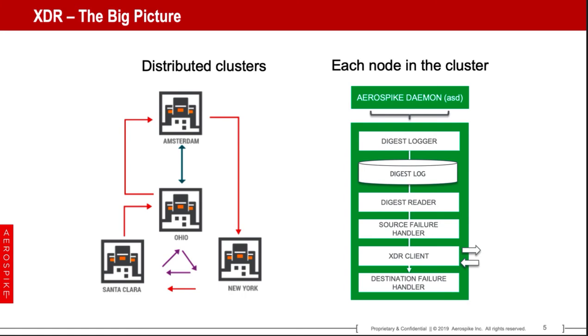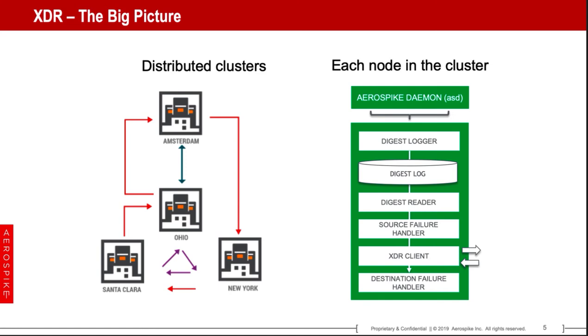At a high level, XDR provides asynchronous replication of data across clusters. Since it is asynchronous, we are not tying the performance of one cluster to that of another. This allows the clusters to reside long distances from each other, even across oceans.